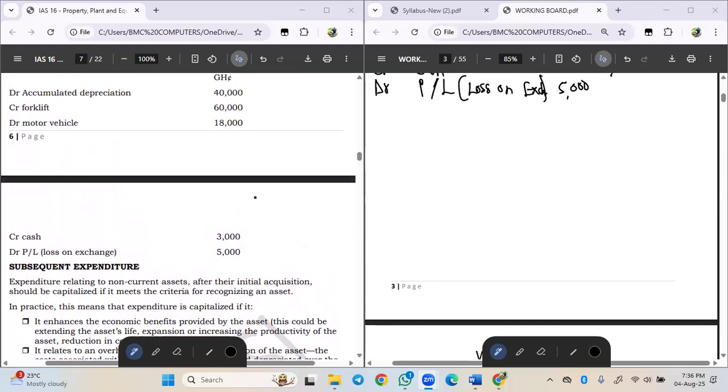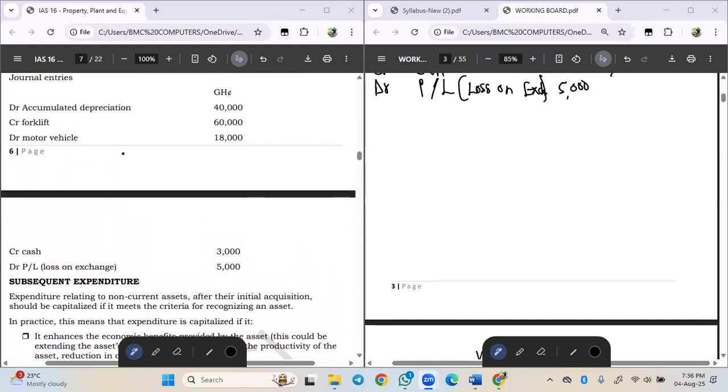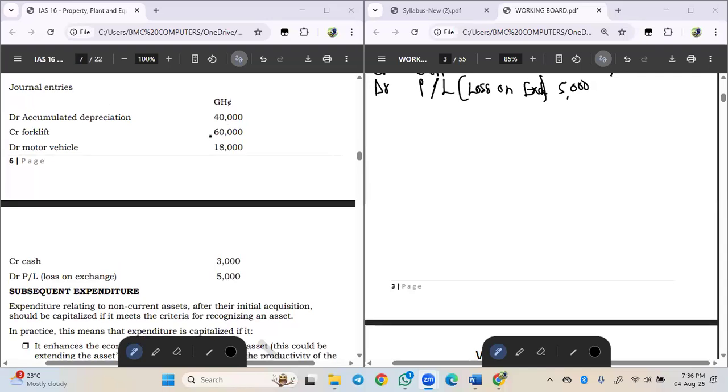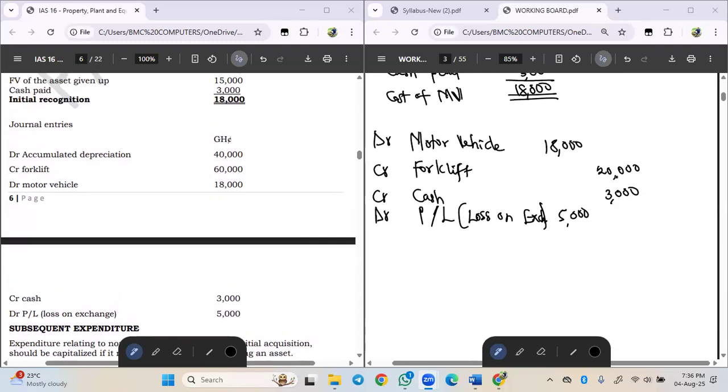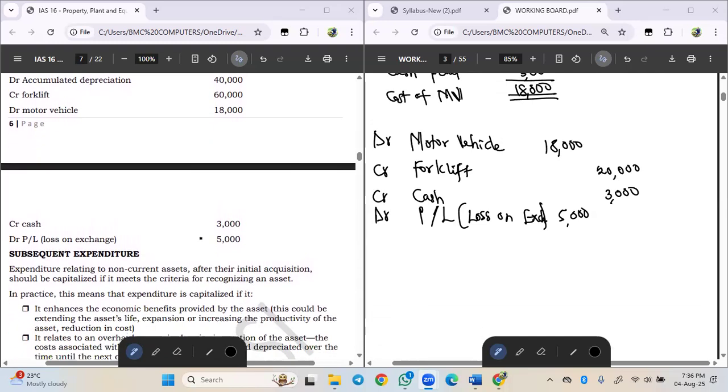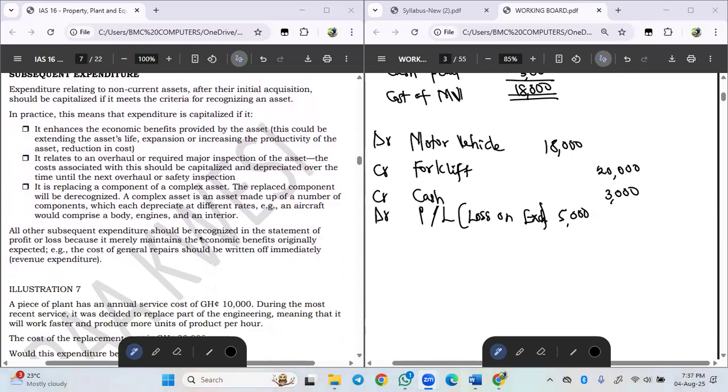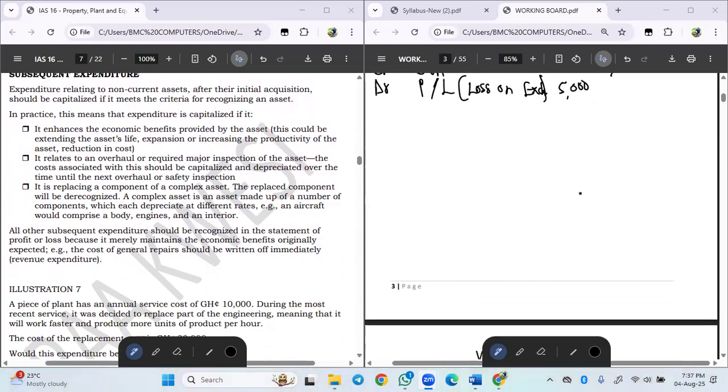Okay, so I was saying that you can debit the accumulated depreciation of 40,000, and also you credit the forklift, the cost. But you can also do it this way. It's the same thing. That's why I skipped it. All right, subsequent expenditure.